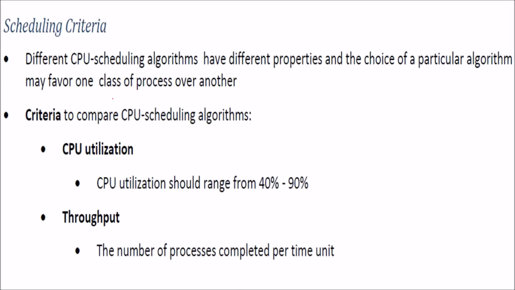Then we have a scheduling criteria. Scheduling criteria is based on various aspects because different CPU scheduling algorithms have different properties, as we saw just now, and the choice of a particular algorithm may favor one class of process over another.